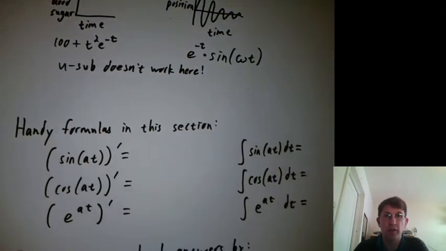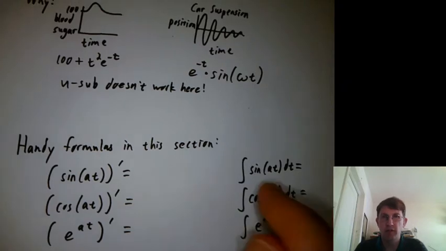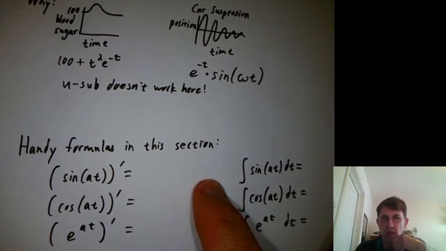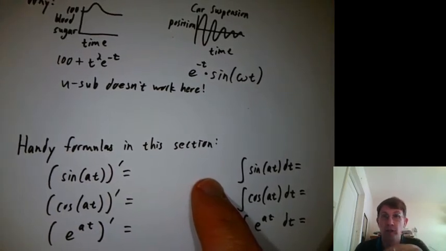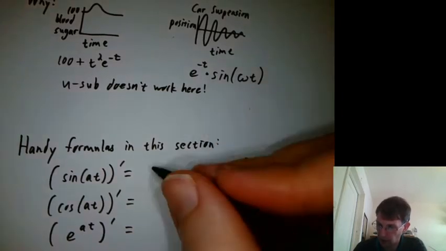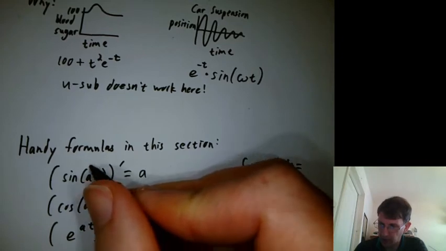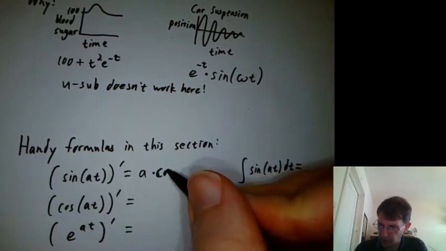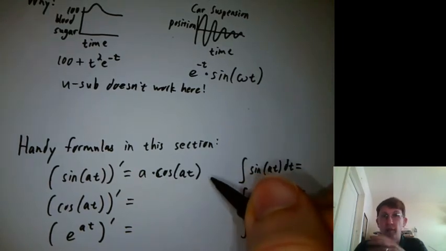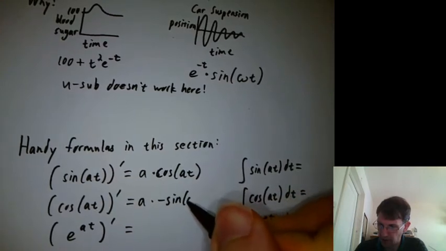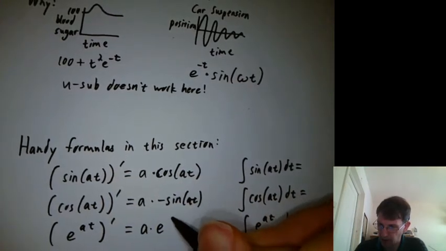So here are some handy formulas in this section, and you should take a minute to try to think through them, see if you can remember them, see if you can do them without doing anything like a formal product rule, chain rule, quotient rule, u substitution thing, because you won't want to be doing that in the middle of doing an integration by parts. So hopefully you're remembering the a here gets multiplied on the outside as well. So it's a times cosine at. That comes from the chain rule. This is a times negative sine at, and this is a times e to the at.